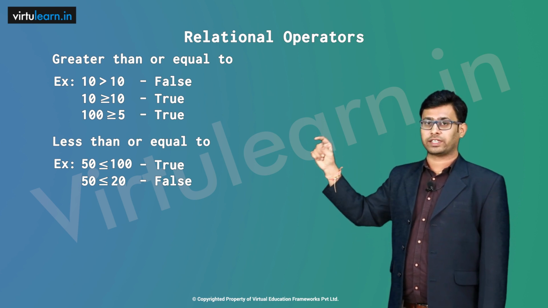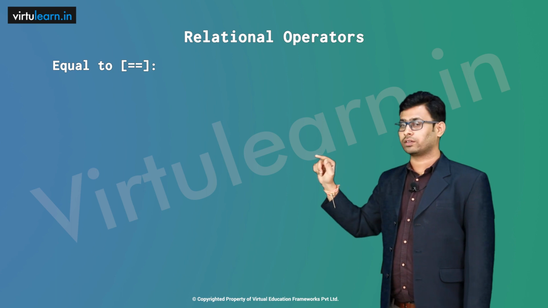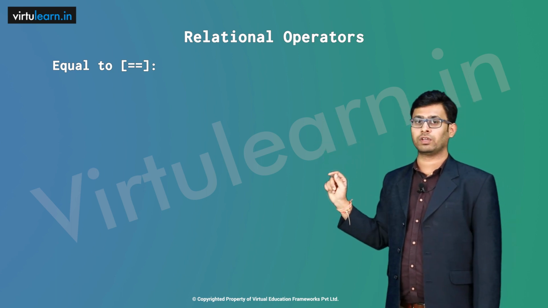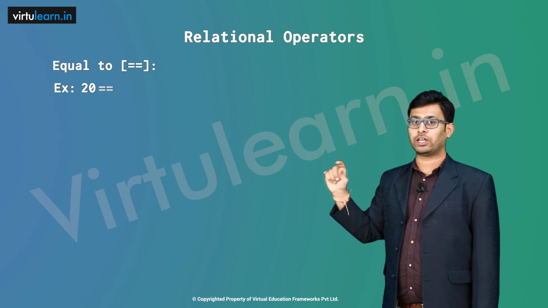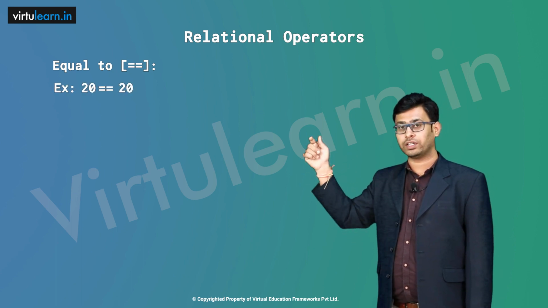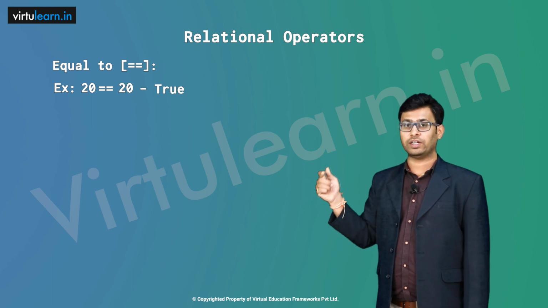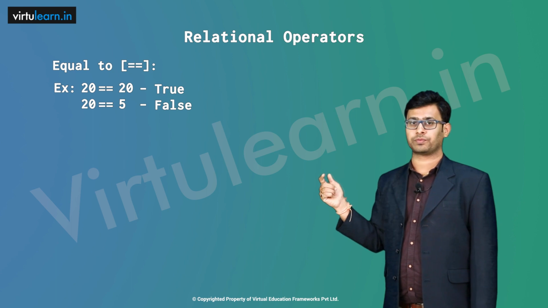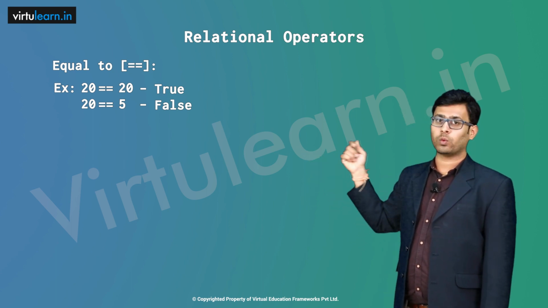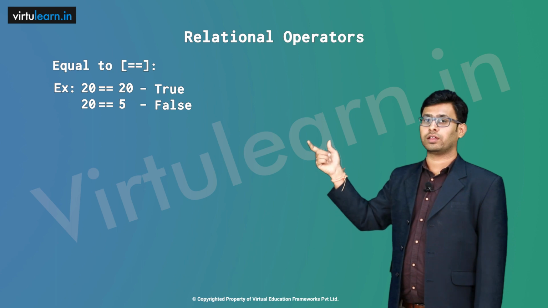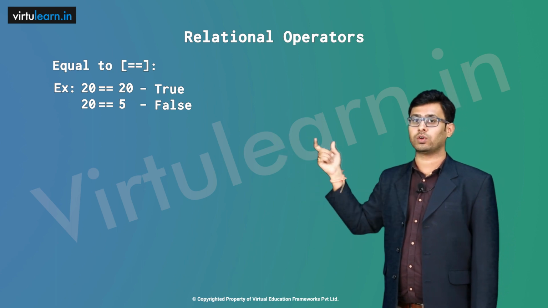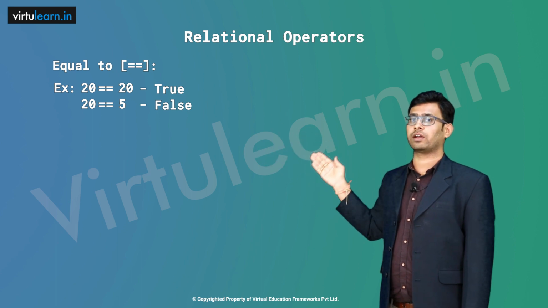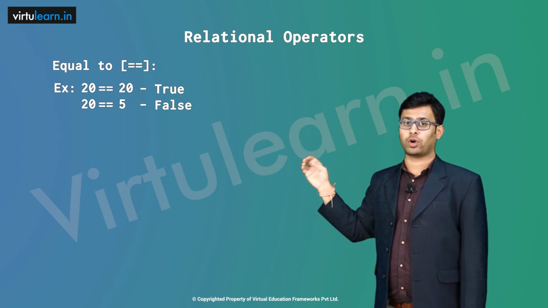Right? Next, the equality sign, that is equal to. We need to represent it as double equal to sign. 20 is double equal to 20. The result is true. 20 is double equal to 5. The result is false. Okay, this is about the equality sign. Like in mathematics we say LHS equal to RHS, the same way the left hand side value is equal to the right hand side value. It is very, very important.